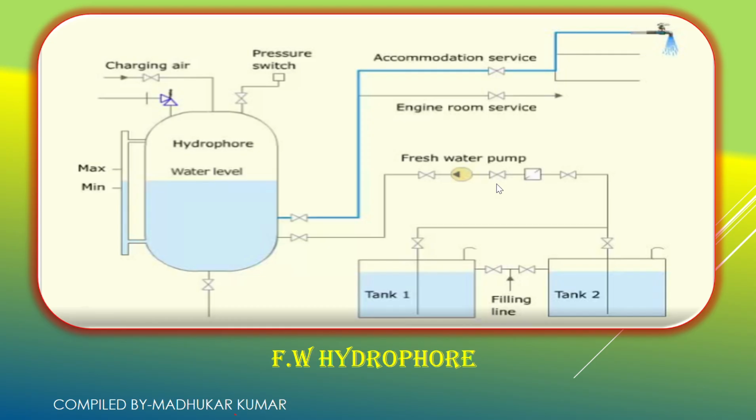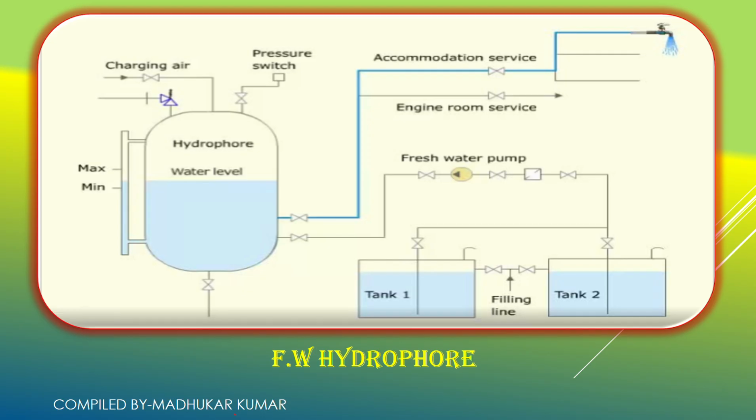After that, consumption will be there, so the water level will come down and the pressure will drop also. Once the pressure comes to 4.5, again the signal will go and the pump will start and fill up the water into the hydrophore. So that's how the operation continues throughout the day.